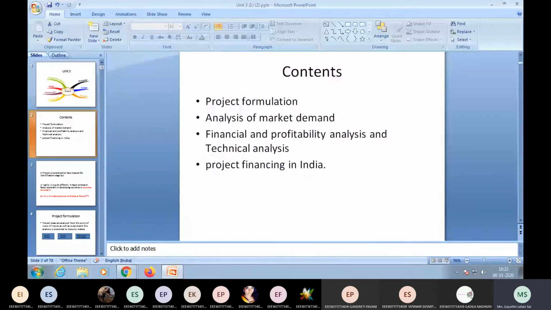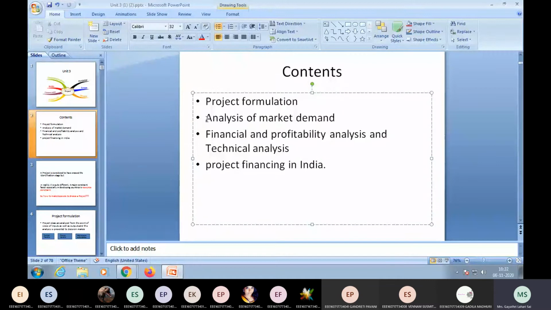In the syllabus point of view, we had seen project formulation, and the analysis of market demand: the different types of doing the survey, and demand forecasting. Then we had seen financial analysis, some of the topics in that: how to do the balance sheet, the ratio analysis, and the break even analysis. We will see profitability analysis on Monday. So now I wanted to explain the technical analysis. This topic I wanted to explain.